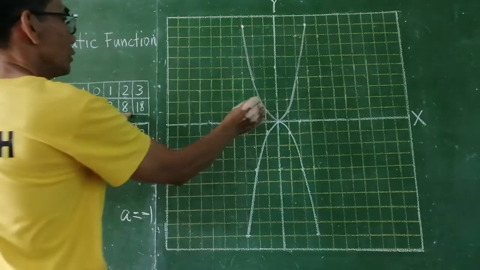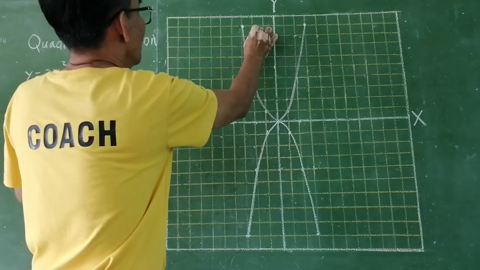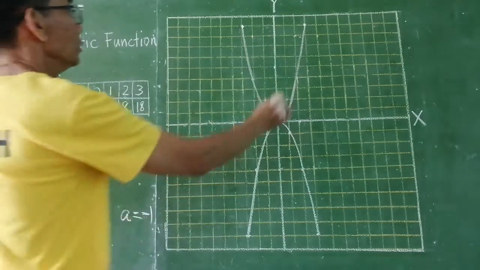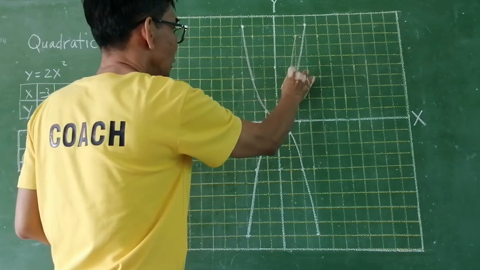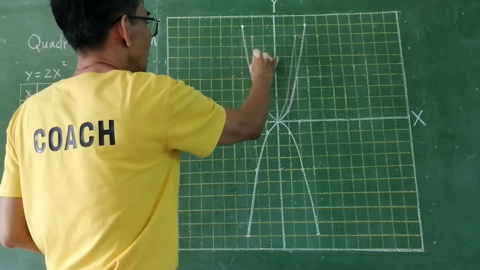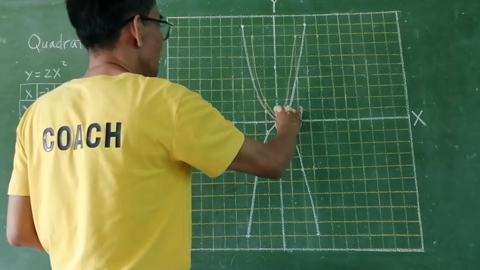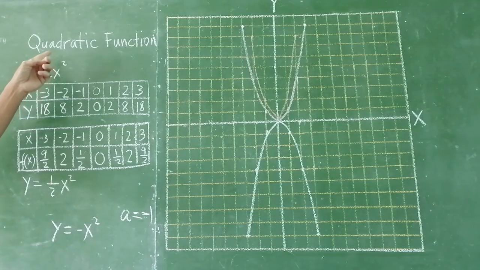And the other side is just also a reflection. So we are going to connect also. So it will be something like this. It is something like this. So that is a graph of y equals 2x squared.